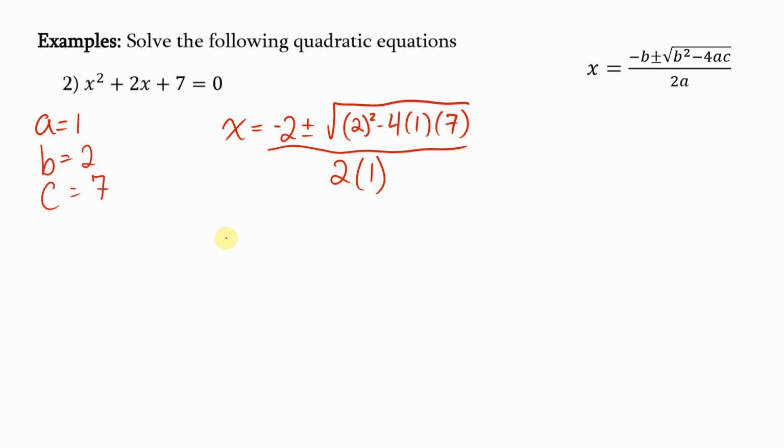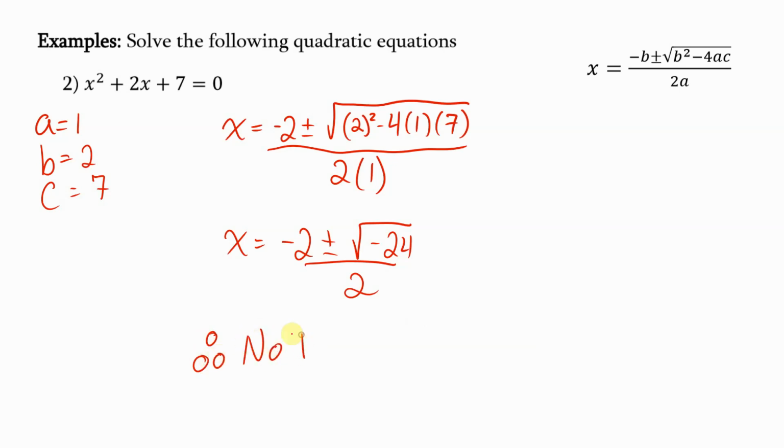If we simplify this, we get x is equal to -2 plus or minus the square root of -24 over 2. And what you should notice here is we have a negative under this square root, which means there's nothing we can do with this, so we could say therefore there are no real roots. Or in other words, no solution.